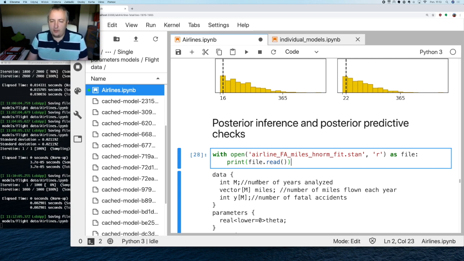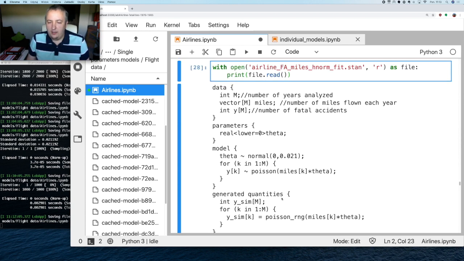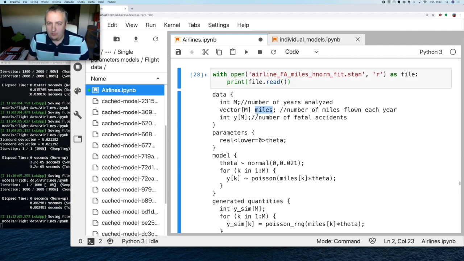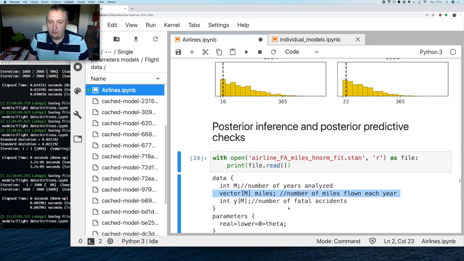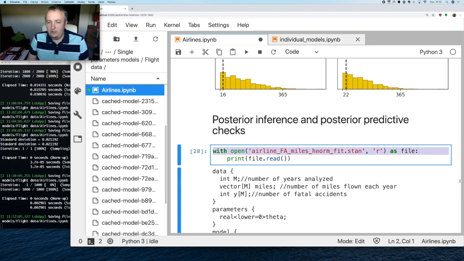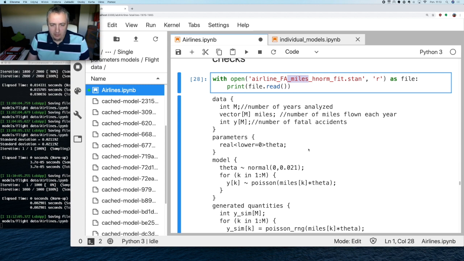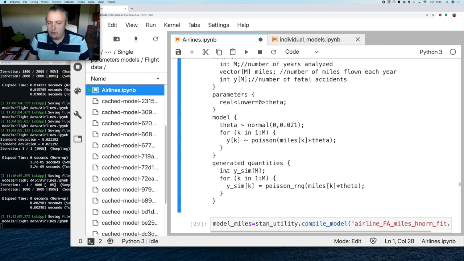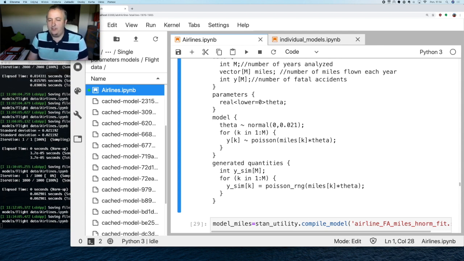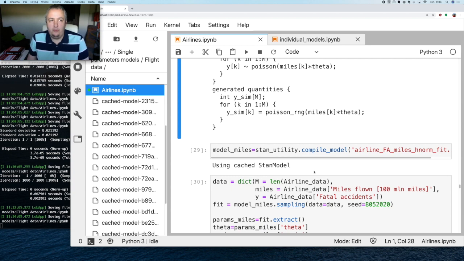So our model will be very similar to our previously used model for inference. This time we've added miles to it, so the name is appropriately changed, and we've added the vector of miles parameters theta. Our model computes the rates in the Poisson distribution, and in our generated quantities we are sampling again for each of those years, so we'll be able to do the posterior predictive checks and see how it looks in comparison to what we wanted.